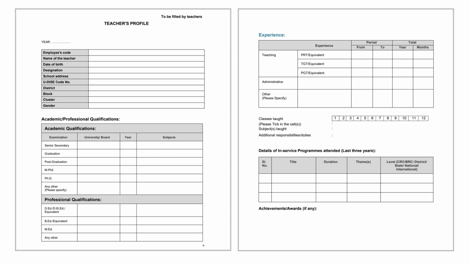Regarding the employee's code of the teacher, they can obtain it after they have logged in to the TIMS portal using their personal user ID and password. Any achievements or awards received by the teacher need to be mentioned in the teacher's profile.